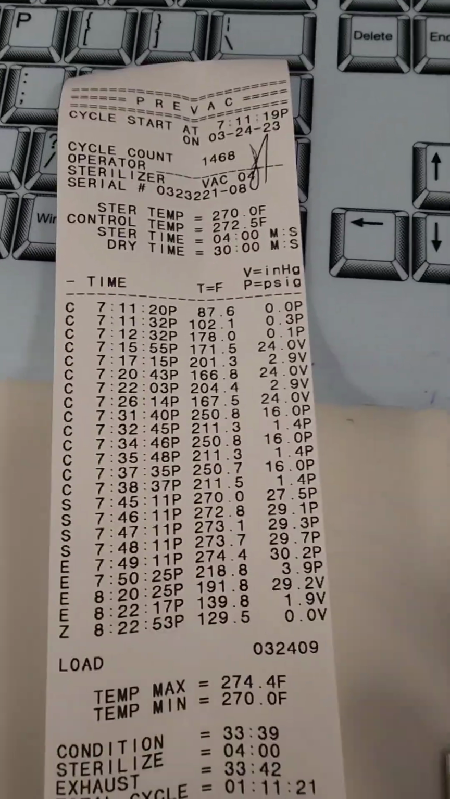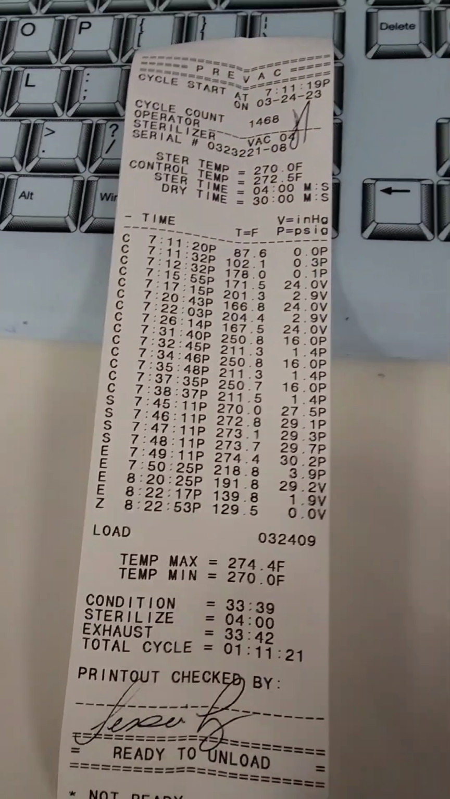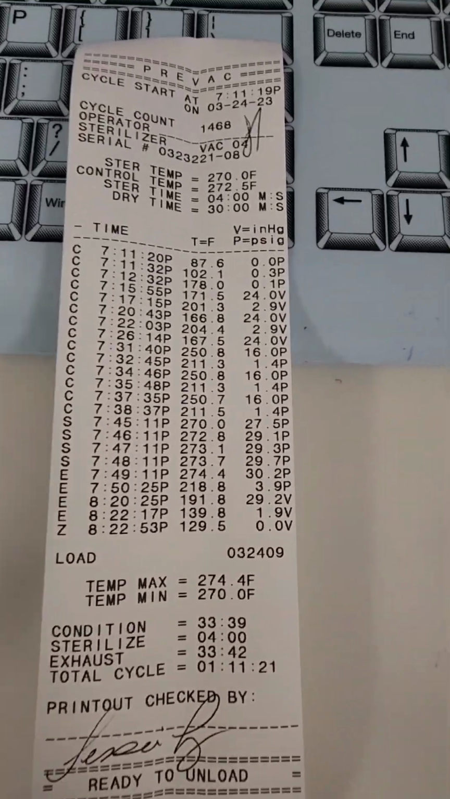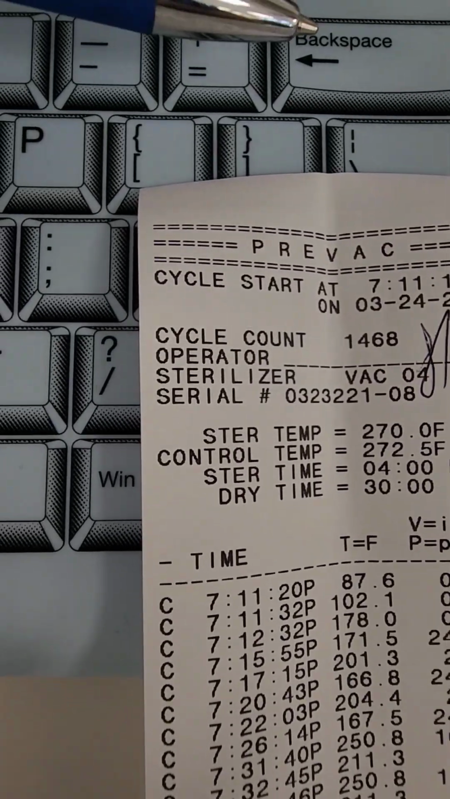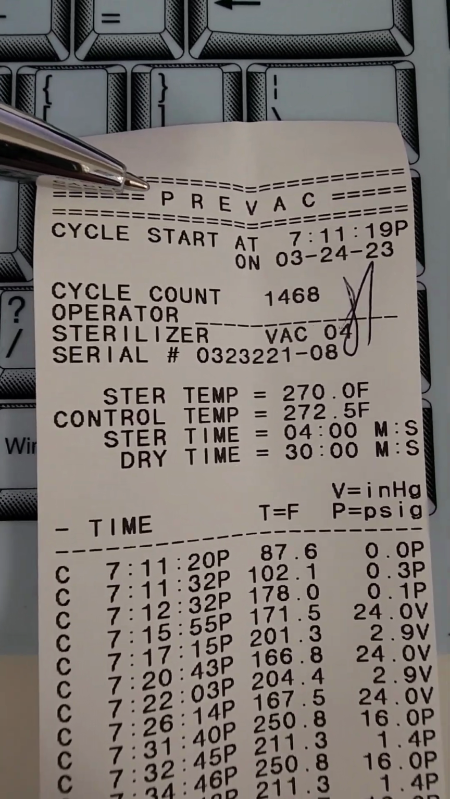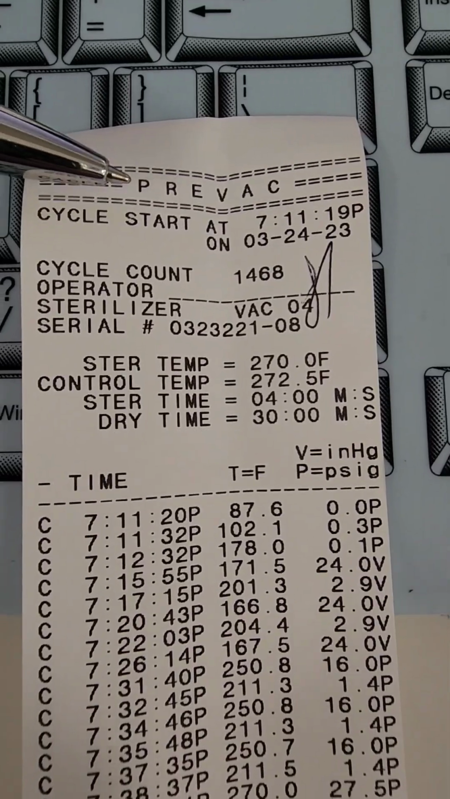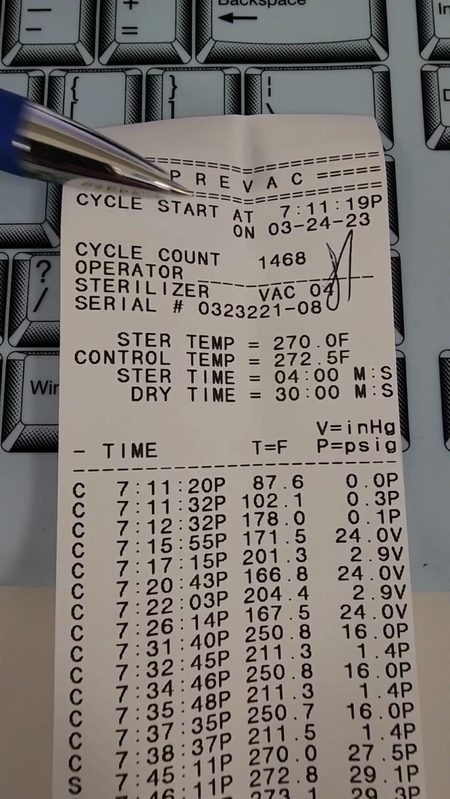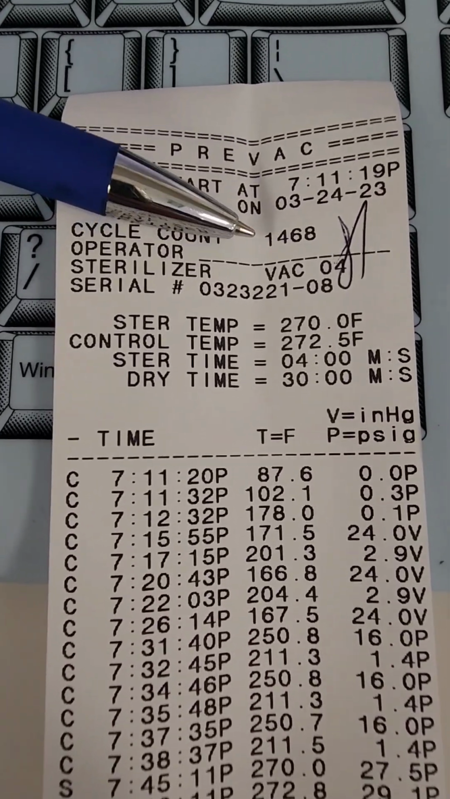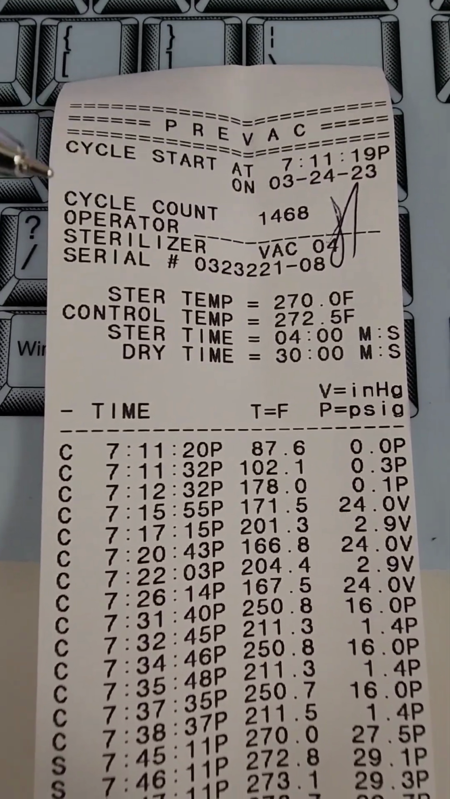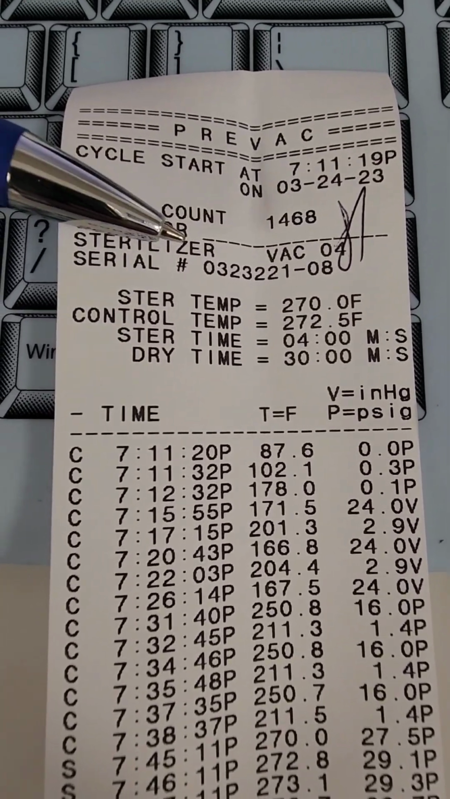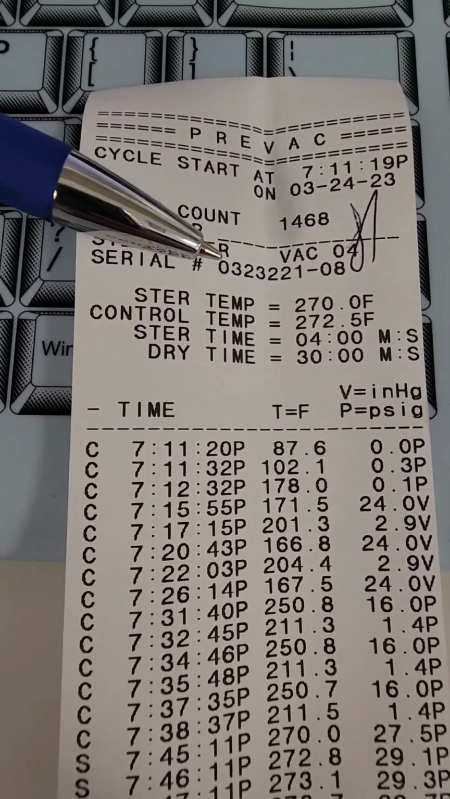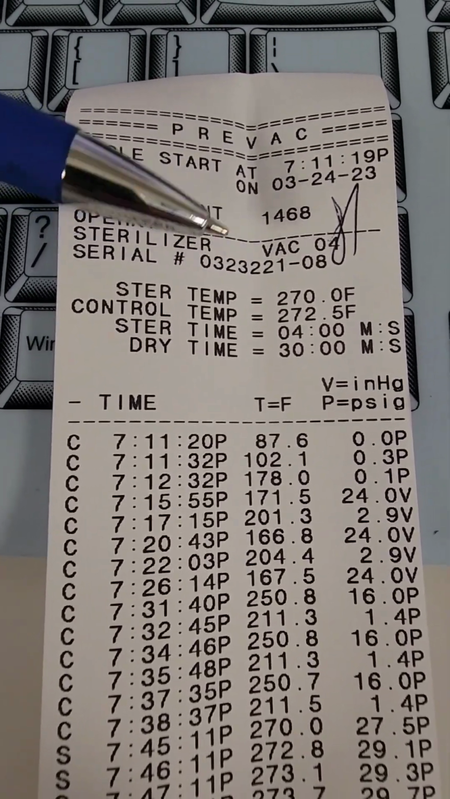Let's take a look at steam sterilizers. Steam sterilizers are pretty much the same because this is the same company, right? So their format is exactly the same. So depending on your product and your manufacturer, it may look different. So this is a steam sterilization cycle, and we're running the type of steam sterilizer pre-vacuum. Again, it shows when it was started, the date. It gives you how many times this machine was run, the operator initial, the sterilizer name. Again, this one's called VAC4, and the serial number that you report out if something's wrong with the unit.